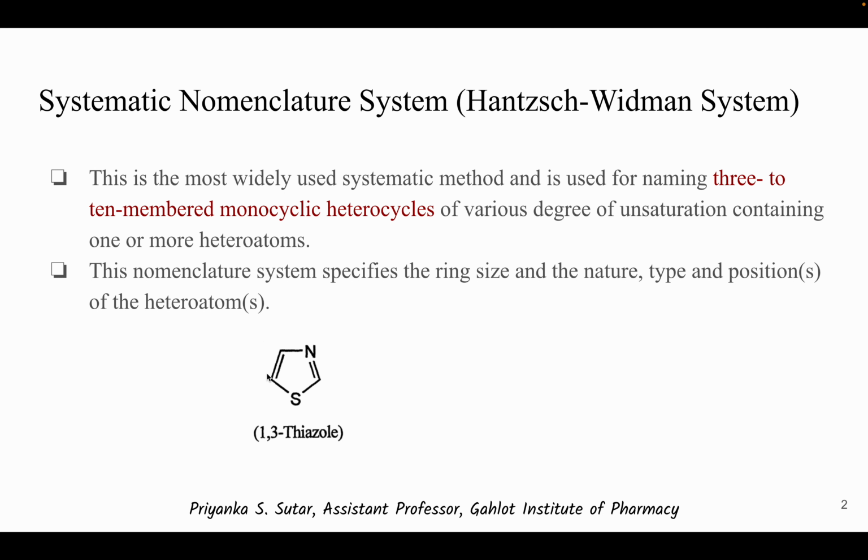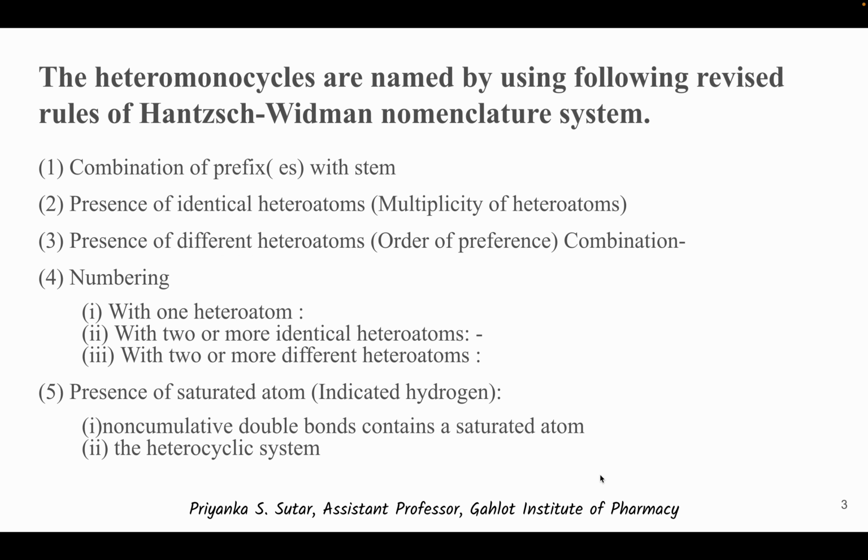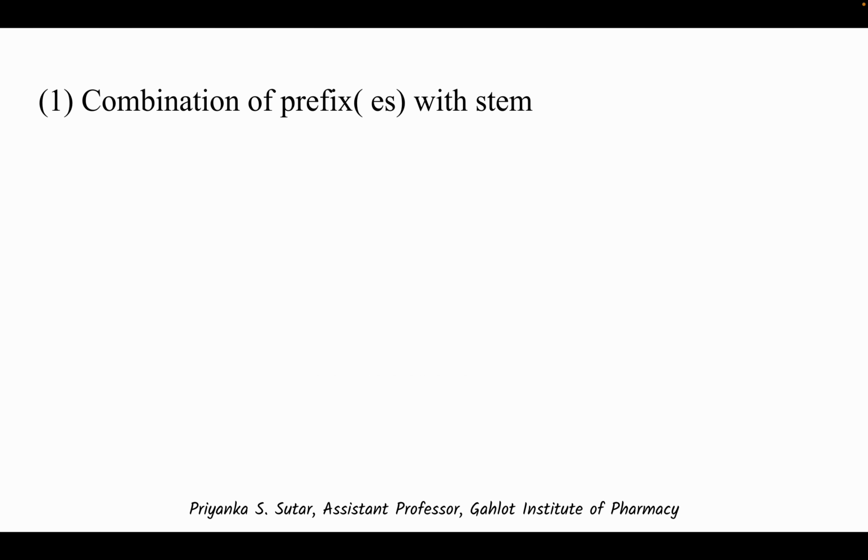For example, this particular heterocycle is named 1,3-thiazole as per the Hantzsch-Widman system, whereas this compound is named 4H-1,4-thiazine. So these are the basic 5 rules of the Hantzsch-Widman system. We are going to learn all these rules one by one, starting with the first rule, combination of prefixes with stem.